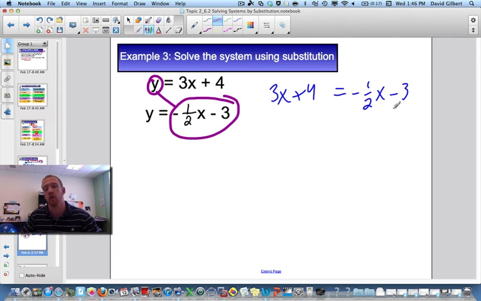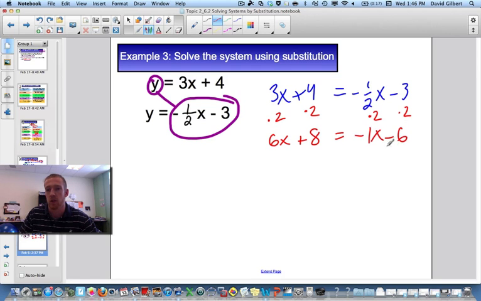Alright, now to get rid of the fraction, what do we do? That's right, we multiply by the common denominator. So multiply everything. And that gives me 6x plus 8 equals negative 1x minus 6.